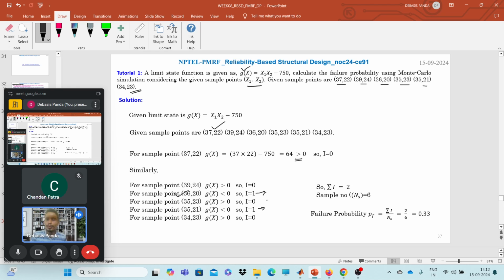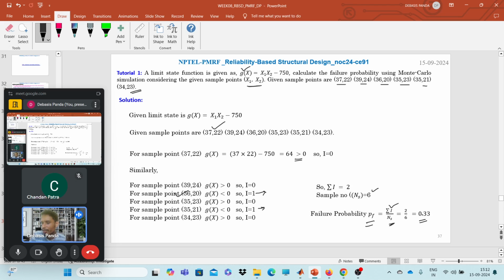So we have two failures out of these 6 samples, or we can say that two times the gx will become 0. That means the total number of failures is 2, the total number of samples is 6, and the probability of failure is nothing but the summation of these failures, that means 2 divided by 6, that means 0.33.